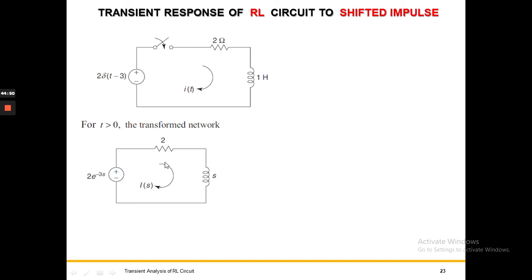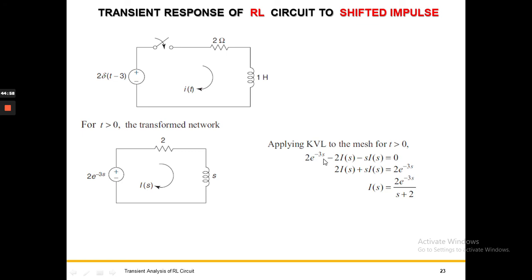Now write down the KVL. Your V of s is now 1 into e raised to minus 3s. Simplify it, get an expression for I of s, and take the inverse Laplace transform. The inverse Laplace transform is a shifted function: the e raised to minus at form, the 1 by s plus a form, with the shift e raised to minus 3s. Taking the inverse Laplace transform, you get the expression for the current through this loop.